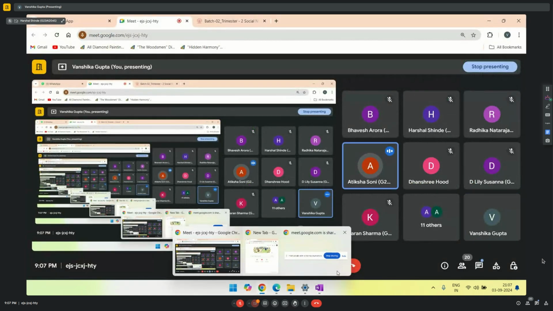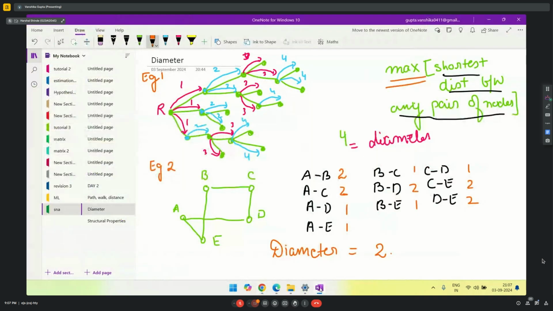So this we will call the maximum walk or path. This is diameter. This is not a walk. This is not a path. Diameter is another property. Like walk is a property, distance is a property, this is also a property. And of course, this is a path because you are not repeating anything. When you are going from A to B, you're not repeating anything. So this is not a walk. This is a path, okay.